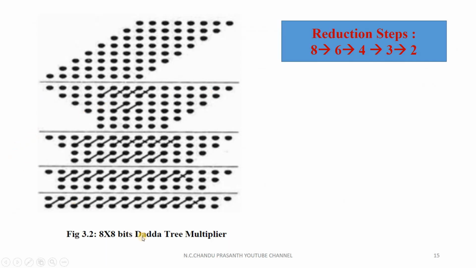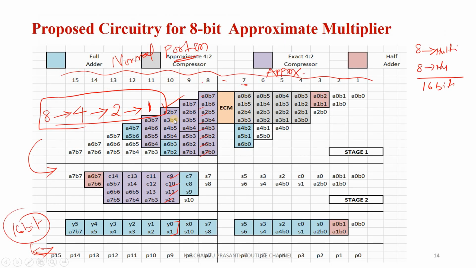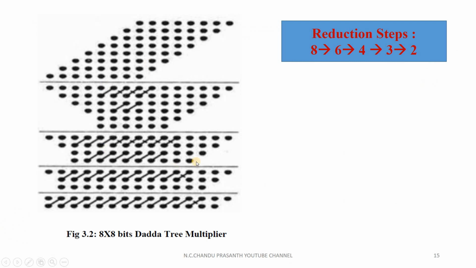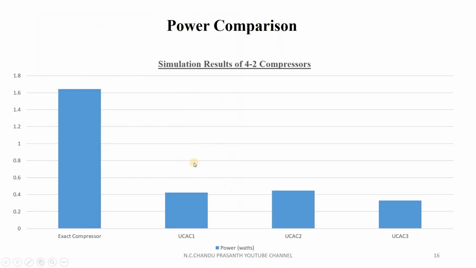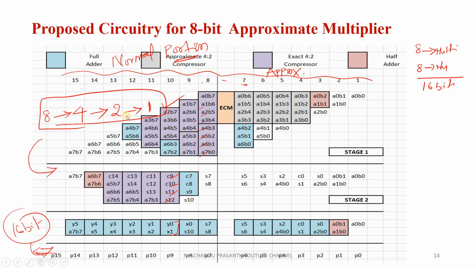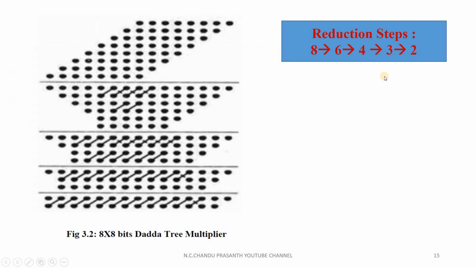Okay, so we will see an 8 by 8 Dadda tree multiplier architecture. The Dadda tree multiplier is one of the efficient multipliers, we can say. But I can say this design is better than the Dadda tree multiplier design. Why? Because here we are just following 4 steps, but in the Dadda tree multiplier we have 5 stages. We get the output only after 5 stages.